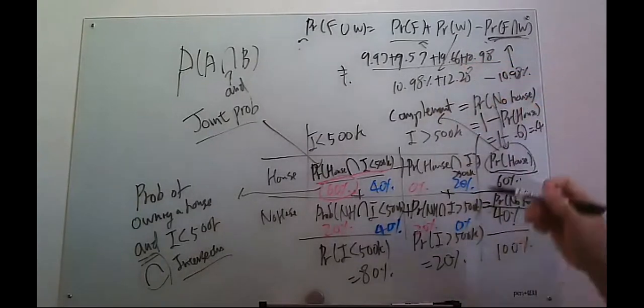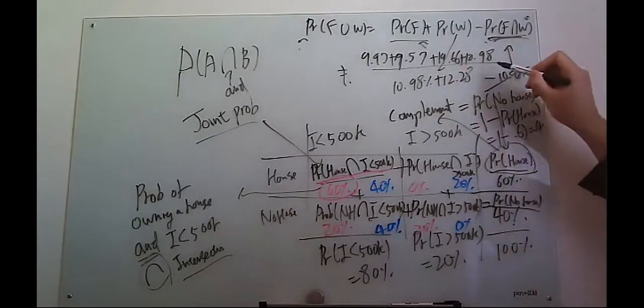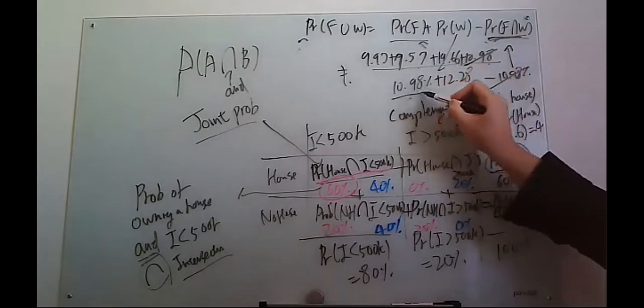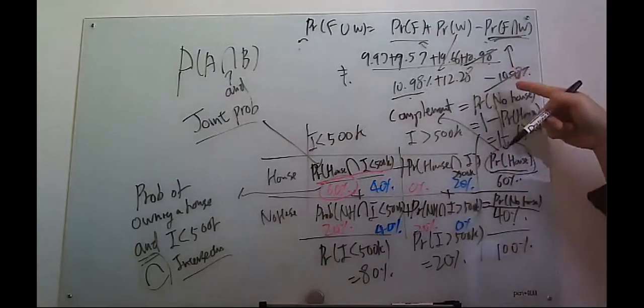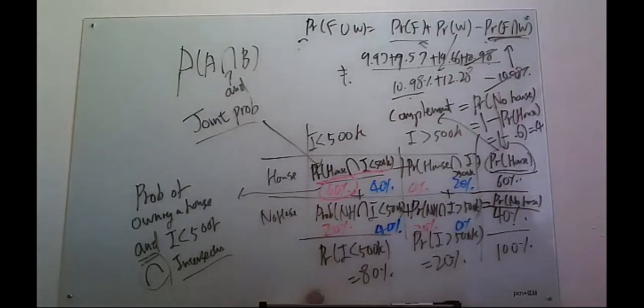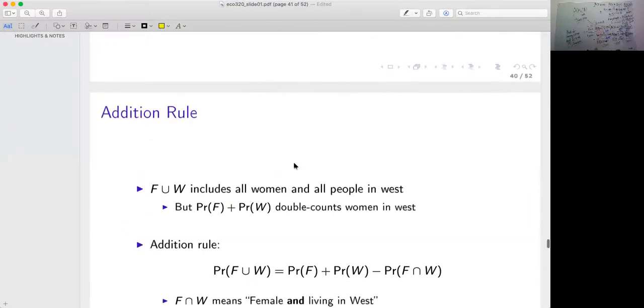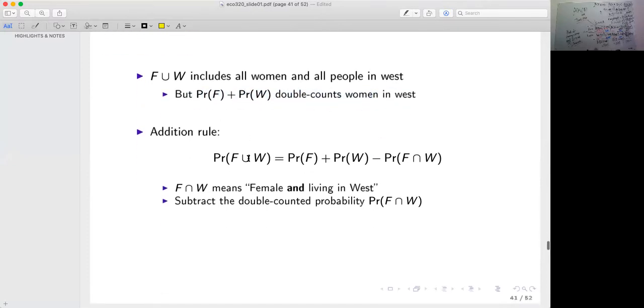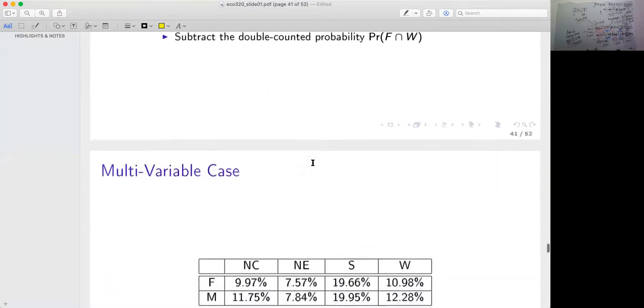This is mathematically found. So basically, you're deleting the overlapping here, because 10.98 is over here and at the same time here. So you only have to keep one. That's why you're eliminating one. This is basically the intuition of the formula. So that was also from this mathematics. Okay, and the addition rule: F union W includes all women and all people in the West, but this double counts the women in the West. So that was the intuition. This is the addition rule I just described.